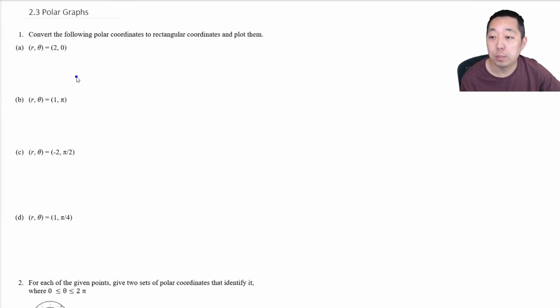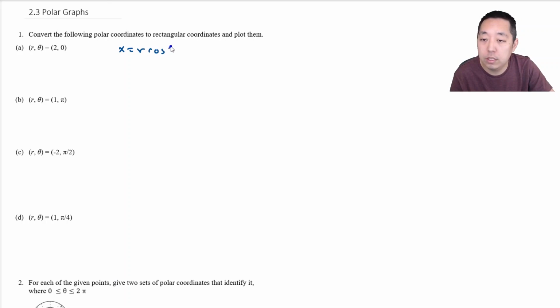So now we're going to start looking at polar graphs and polar equations and how to do all these conversions. So first are some basic problems. Do some basic conversion into rectangular coordinates, and the general conversion equations we're going to use: x is equal to r cosine theta, and y is equal to r sine theta. This is kind of like the unit circle, just multiplied by the radius. That's how I think of it.